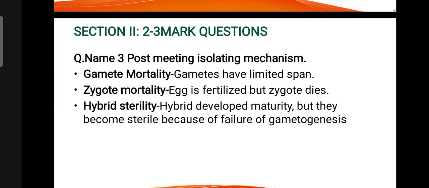Name 3 post-mating isolating mechanisms. Gamete mortality, because gametes have a limited time span. Zygote mortality, the egg is fertilized but the zygote dies because of some reason. Hybrid sterility, the hybrids develop to maturity but they become sterile because of failure of gametogenesis.